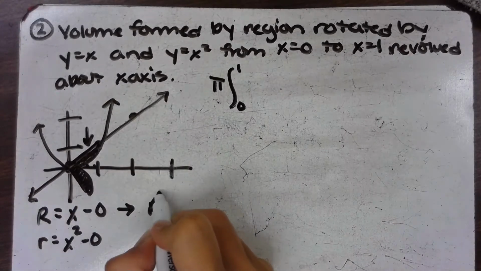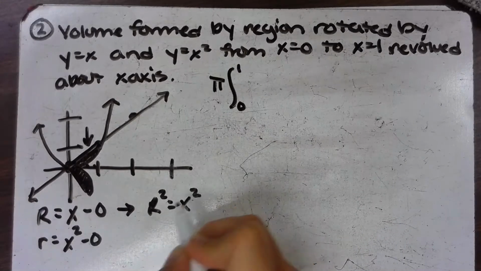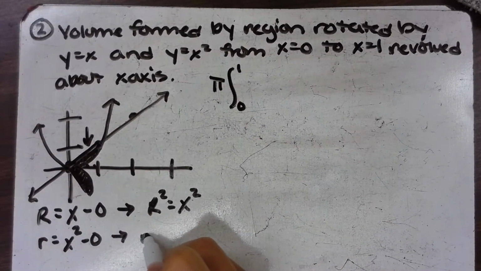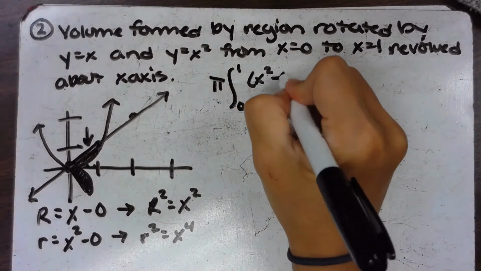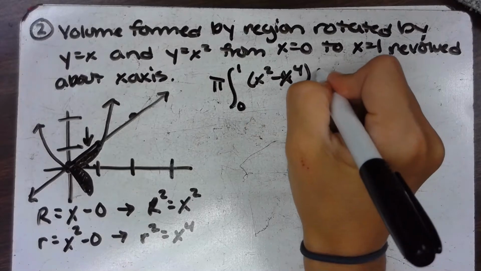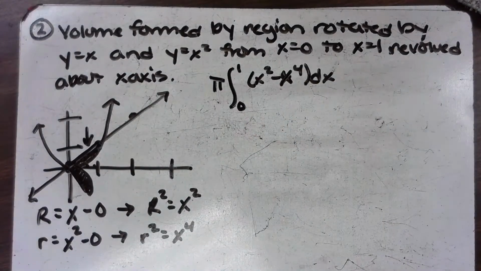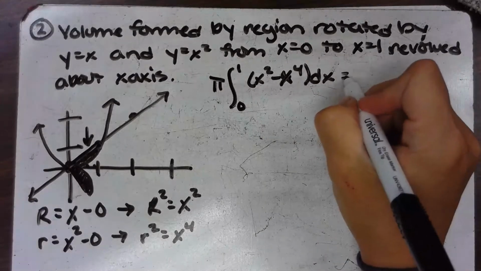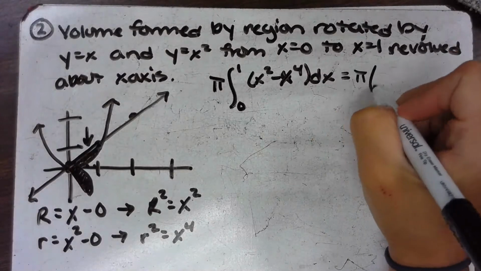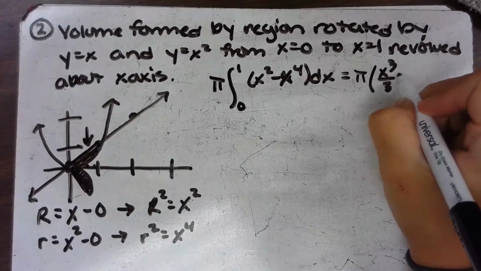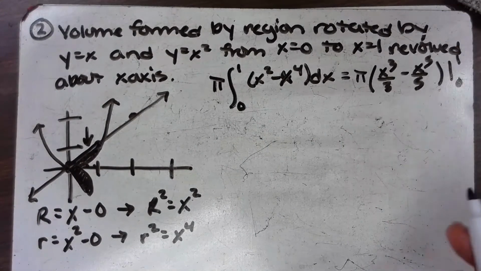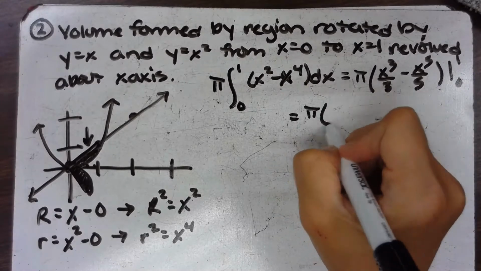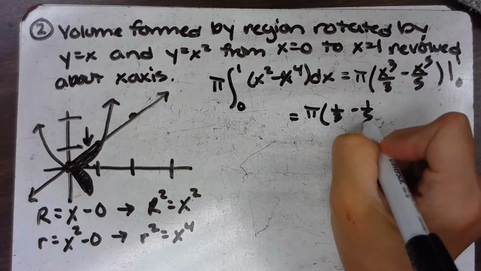Now, when I go to square these, this makes x squared, and when I go to square this, it makes x to the 4th. So this is going to be x squared minus x to the 4th dx. Don't forget your dx, or obviously they'll count off. All right, so here, let's go integrate this. So pi is going to be x to the 3rd over 3 minus x to the 5th over 5, and I'm doing this from 0 to 1. All right, let's plug 1 in. So this is 1/3 minus 1/5.